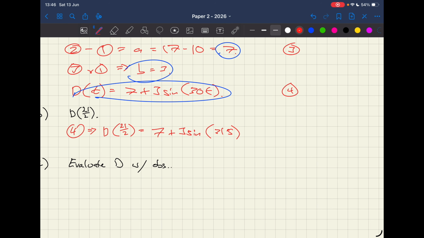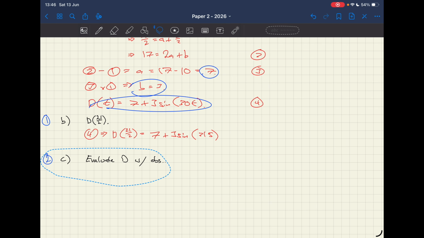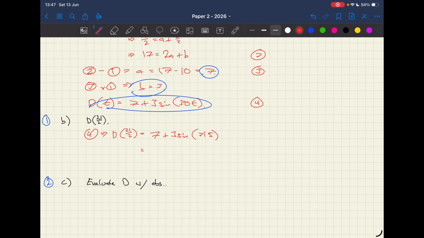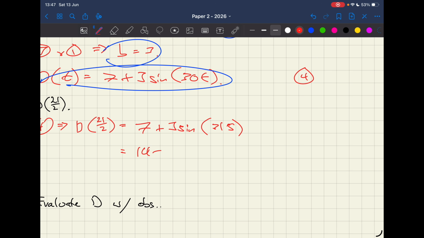So when we plug all of that together, what do we get? Let's have a look. 7 plus 3 lots of sine 315 is this lovely number, 14 minus 3 root 2 all over 2, which is approximately 4.88.